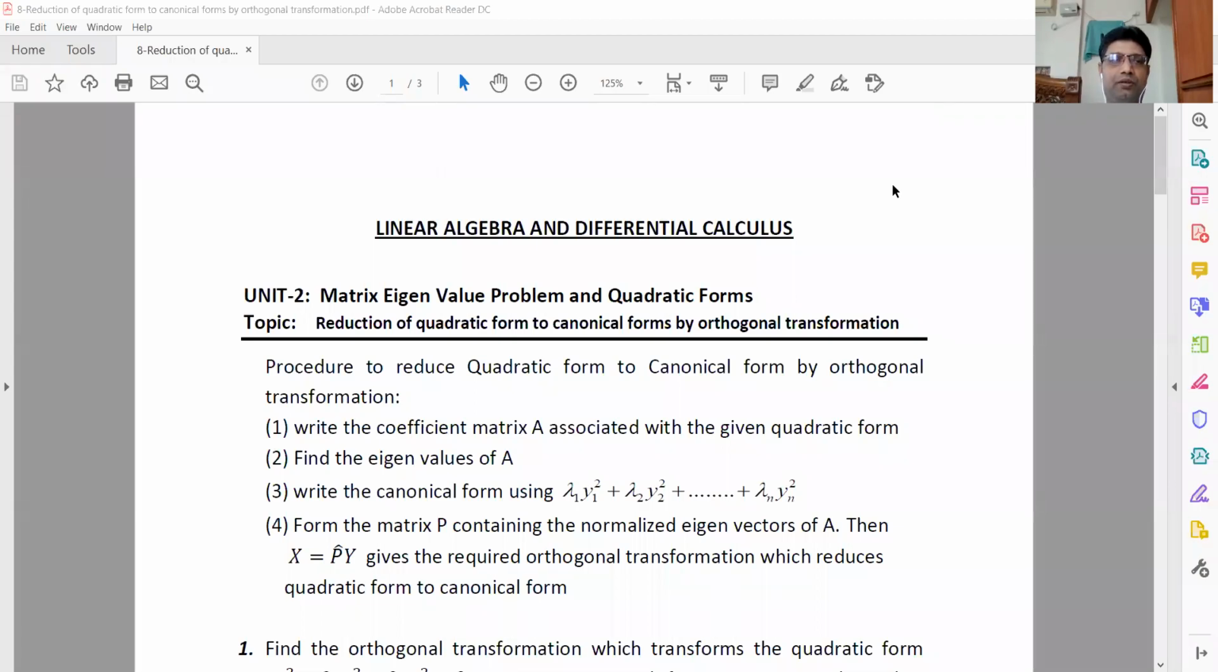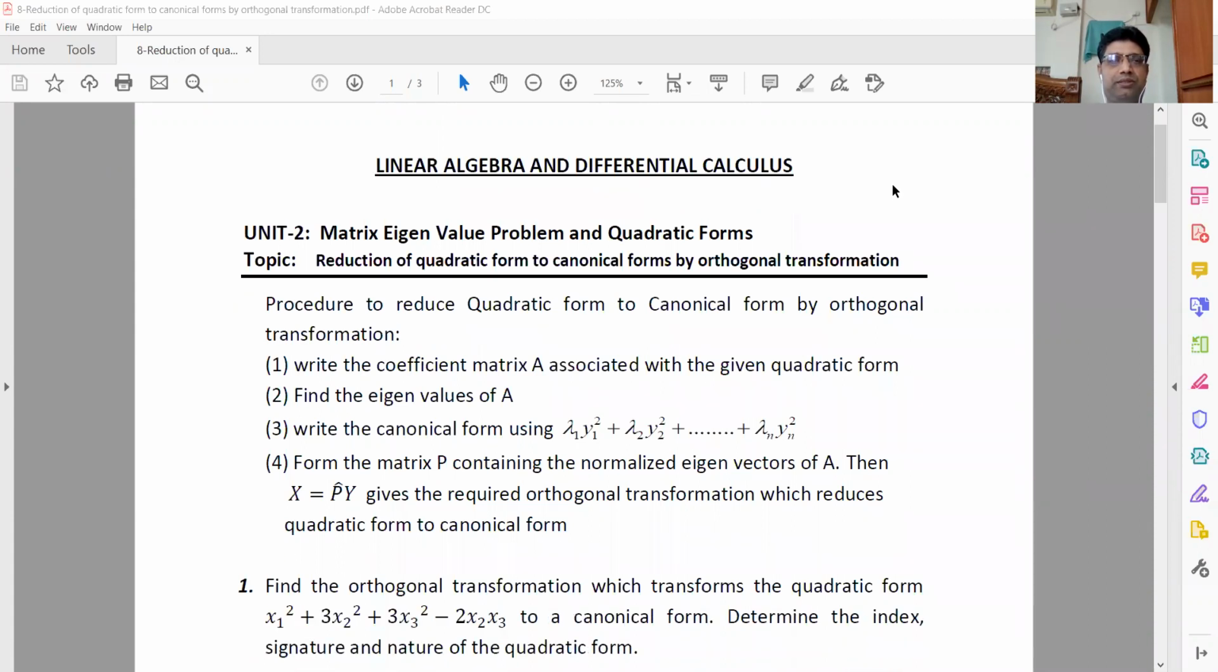Hello, welcome to the second unit, matrix eigenvalue problem and quadratic forms. In this lecture, we are going to see how to reduce a quadratic form to canonical form by using orthogonal transformation.